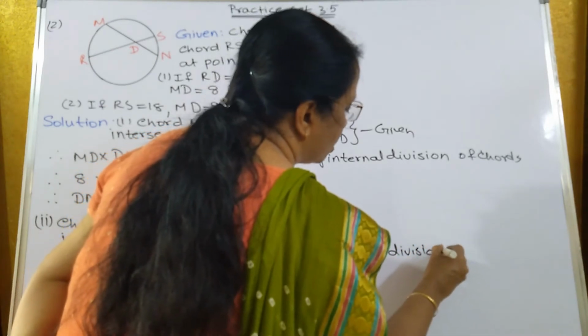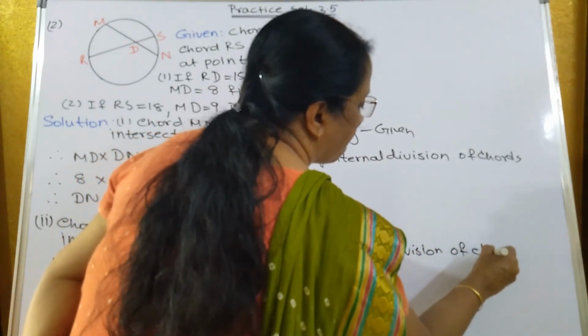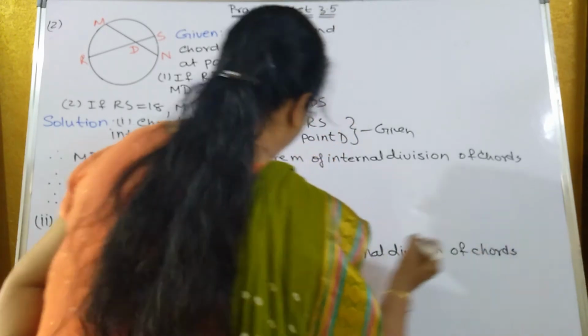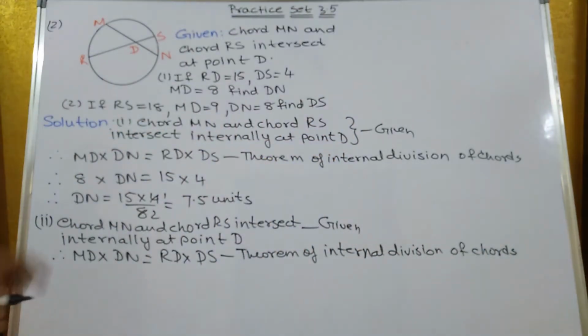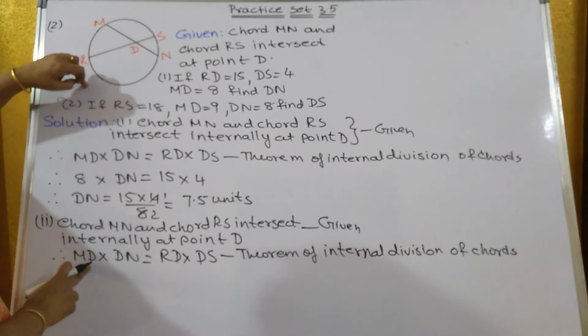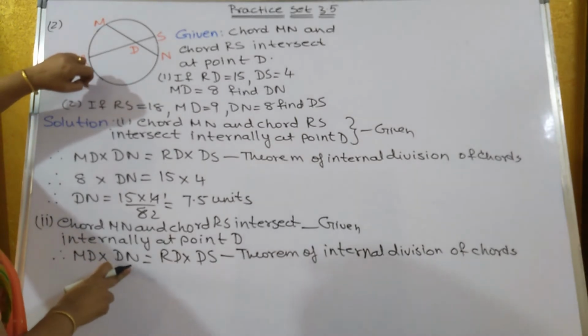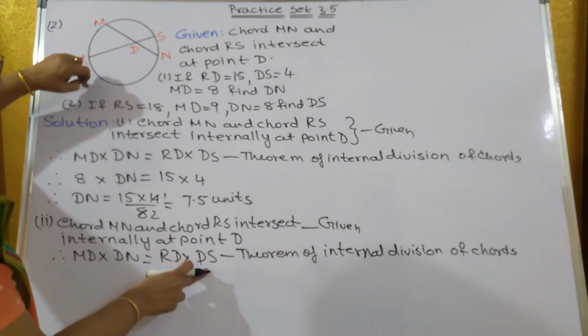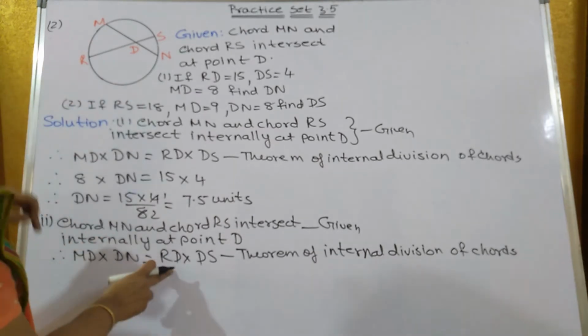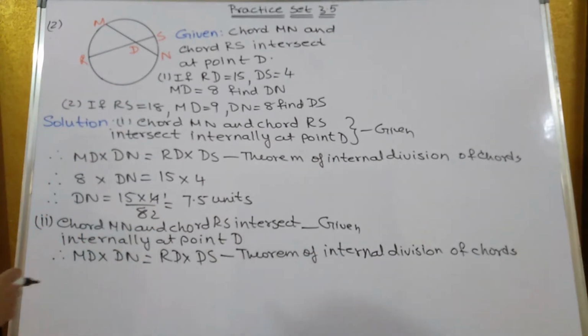Internal division of chords. Now if you see in the second one, MD is already given, DN is given 8, DS we have to find out, and RD also we don't have. So first we will find out RD. So let us take RD equal to X.